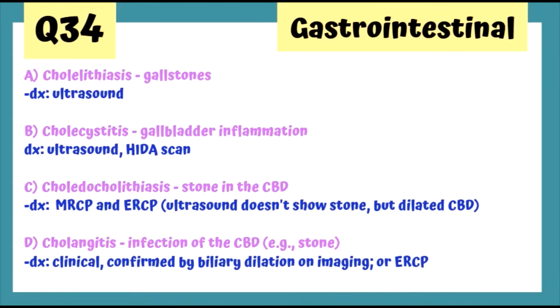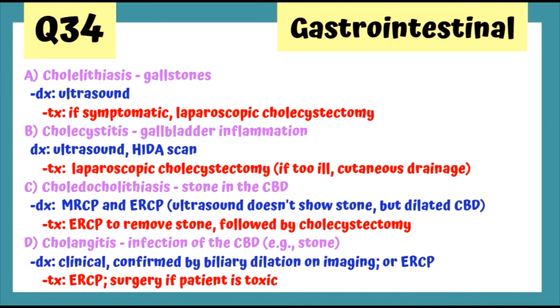You can take a look over here at the 4 different conditions and their different diagnoses, as well as their treatments. But again, acute cholangitis is a clinical diagnosis, and is confirmed by biliary dilation on imaging, or ERCP.